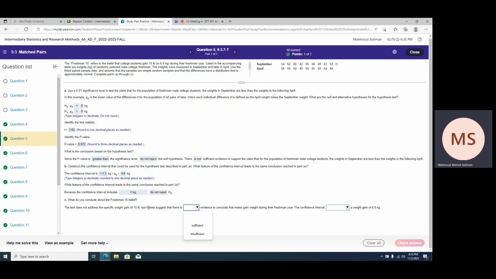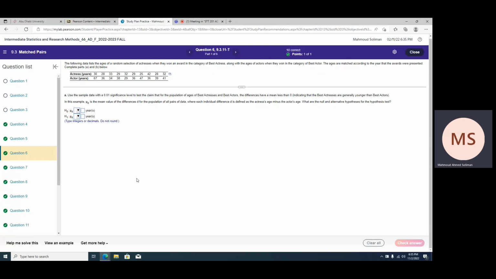Do you have evidence to suggest that people gain weight? No, because there is 0 in the interval. That means they're the same. They don't gain weight. Does it contain 6.8? It does not contain it. It contains 0, right? No, 6.8 is not in the interval.